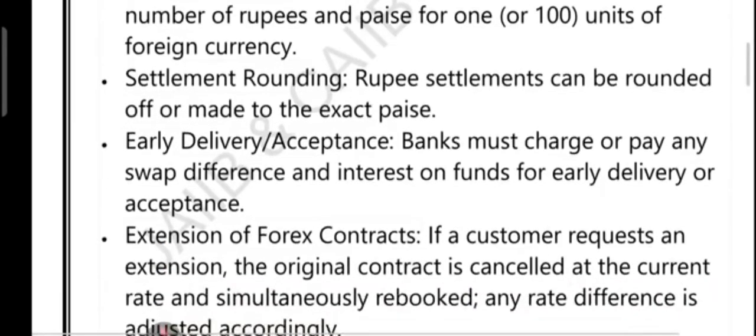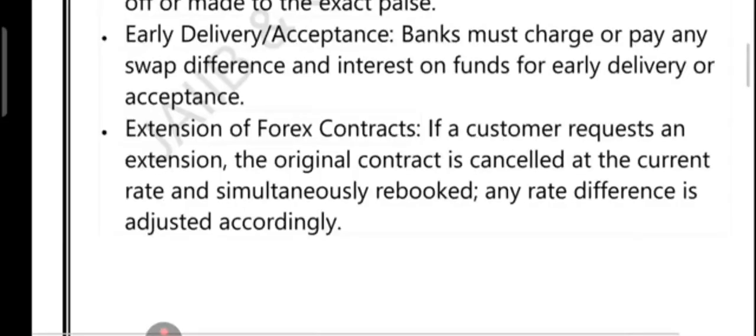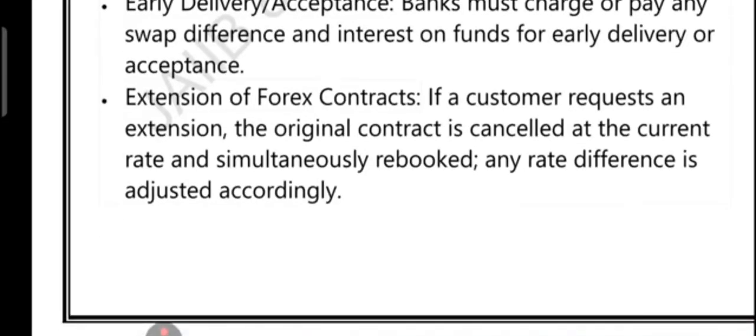Suppose the customer needs more time, so an extension of the forex contract: the bank cancels the original deal at the current rate and immediately books a new one. So any difference in the rate is charged or paid accordingly. But there is a rule. The rule says that the customer must ask for extension before the contract maturity date.